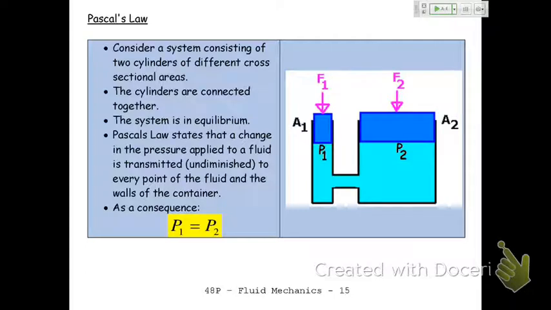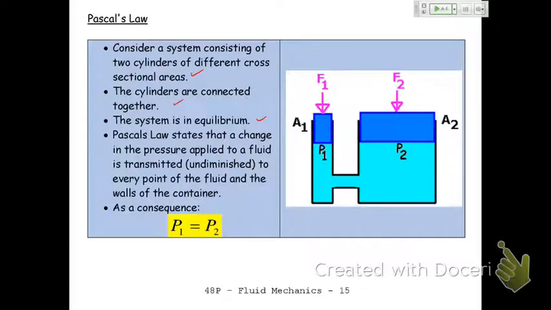We say consider a system consisting of 2 cylinders of different cross-sectional areas. The cylinders are connected together by this little tube. The system is in equilibrium, so the two things are just balancing each other. Pascal's law states that the change in pressure applied to the fluid is transmitted undiminished to every point of the fluid and the walls of the container.